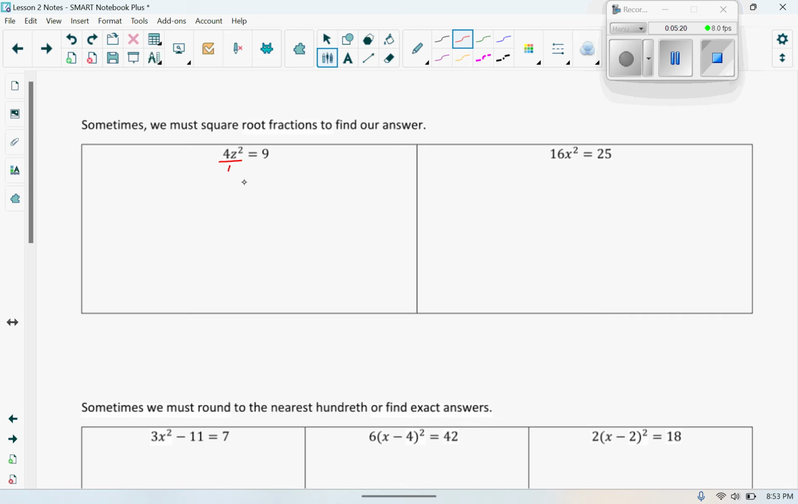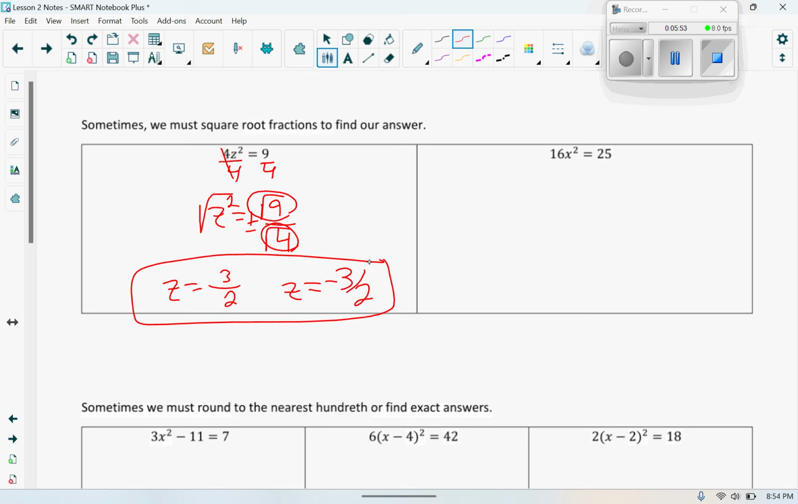So let's look at this. If I took this 9 divided by 4, that's going to be a yucky decimal, but think about this. If I took the square root of 9 over 4, do you see how I could take a little square root of 9 and a little square root of 4? That still counts. So I'm going to have z is equal, square root of 9 is 3, the square root of 4 is 2. And then that plus or minus does not go away. So I have z equals positive 3 over 2 and z equals negative 3 over 2.